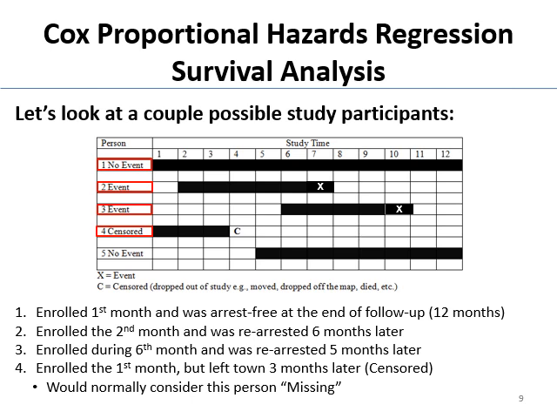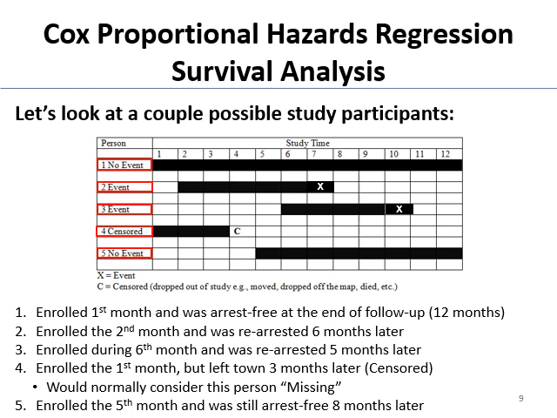Normally, in logistic regression or whatever, where everyone's got to have the same amount of time, you would have to throw that person out. I didn't get to follow them for a full 6 months, so you toss them out. So finally, we got person 5 here. They were enrolled month 5. They were still rearrest free 8 months later at month 12. So they contribute 0 events to the numerator, 8 months to the denominator.